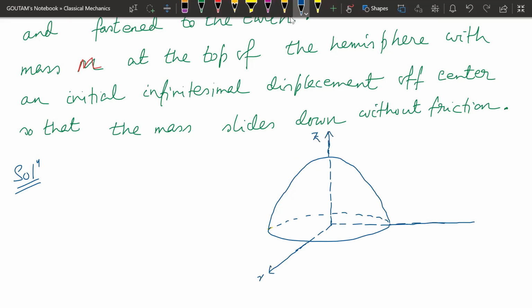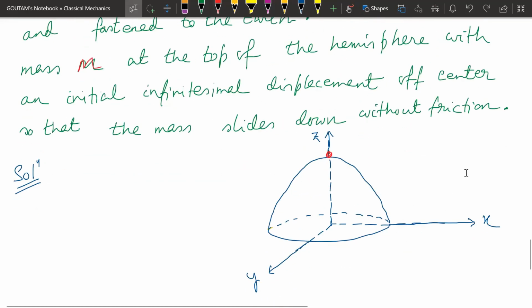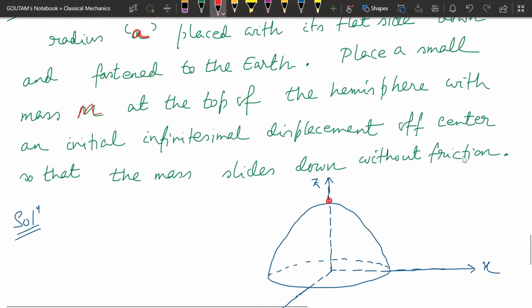Z axis, X axis, Y axis. Or let's say this is our X axis. So now here initially we had the object of mass m. So this hemisphere is fixed on the ground. It is not moving, it cannot move. And so here we have this small object of mass m.